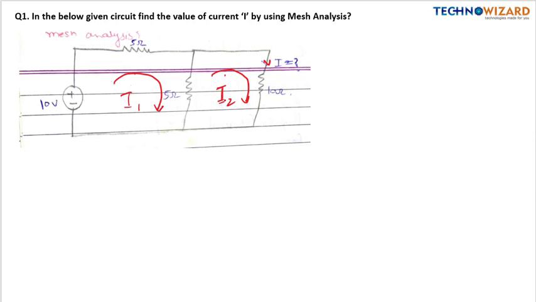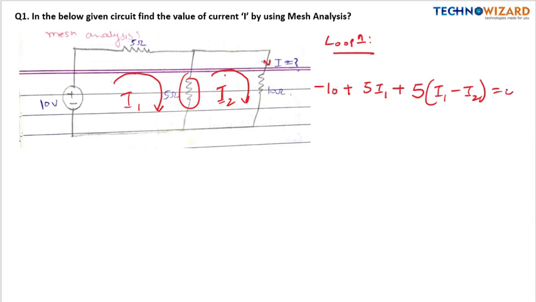Now I am writing the KVL equation for loop 1. For loop 1: minus 10 plus 5I1 plus 5 times (I1 minus I2), because in this 5 ohm resistance both currents I1 and I2 are flowing, is equal to 0. On solving this, you will get 10 I1 minus 5 I2 is equal to 10, and so 2 I1 minus I2 is equal to 2. This will be our first equation.